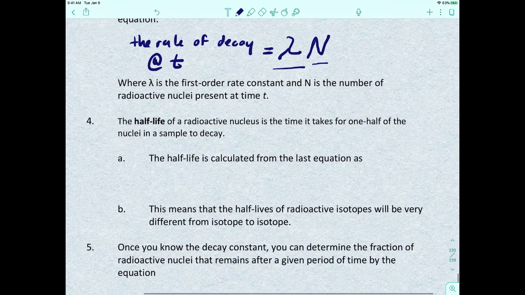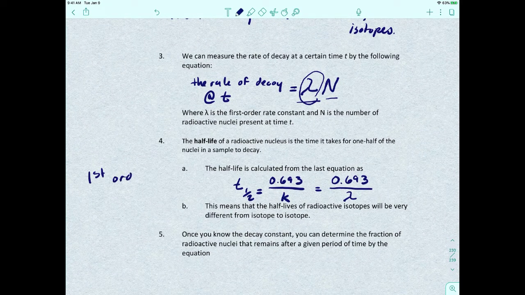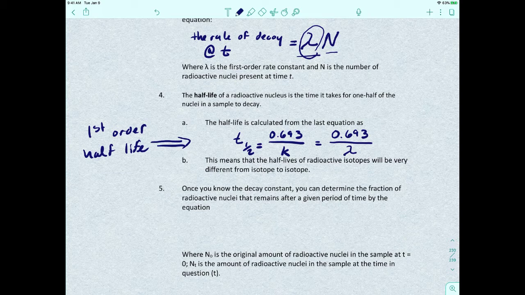So remember that back in chapter 14, we said that the half-life of a radioactive nucleus is the time it takes for one half of the nuclei to decay in a sample. And we calculated that half-life for a first-order reaction. The half-life was going to be equal to 0.693 divided by the rate constant, k. In this case, because we're talking about nuclear isotopes, and we've got this lambda symbol instead of talking about rate constants, we would say that the half-life would be measured as 0.693, or the natural log of 2, divided by lambda. So again, this is your first order half-life, which is awesome, because we talked about this a long time ago. So that means the half-lives of radioactive isotopes will be very different from isotope to isotope.